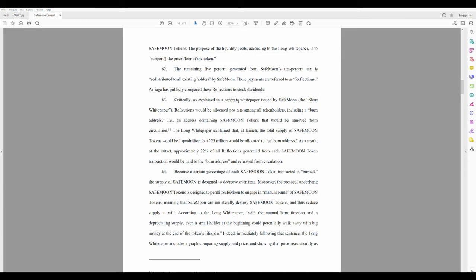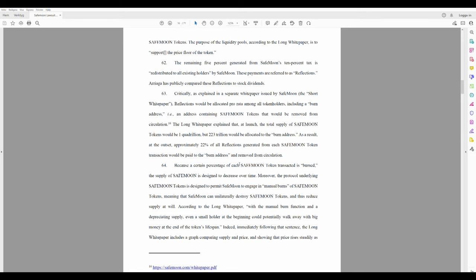Critically, as explained in a separate white paper issued by Safemoon, the short white paper, reflections would be allocated pro rata among all token holders, including a burn address, an address containing Safemoon tokens that would be removed from circulation. The long white paper explained that at launch, the total supply of Safemoon tokens would be 1 quadrillion. But 223 trillion would be allocated to the burn address. As a result, at the outset, approximately 22% of all reflections generated from each Safemoon token transaction would be paid to the burn address and removed from circulation.